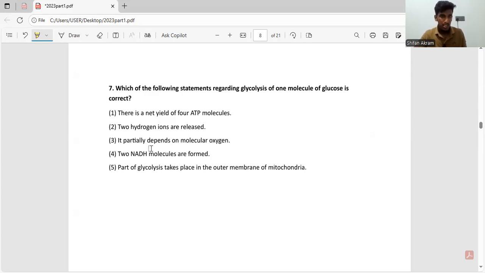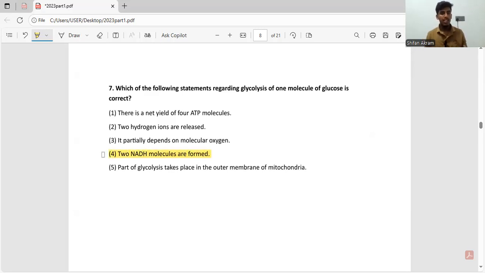So that statement is also wrong. And the fourth statement: 2 NADH molecules are formed. Yes, during glycolysis, glucose is converted to pyruvate. During that reaction, 2 NAD plus is converted to 2 NADH. So this statement is correct.